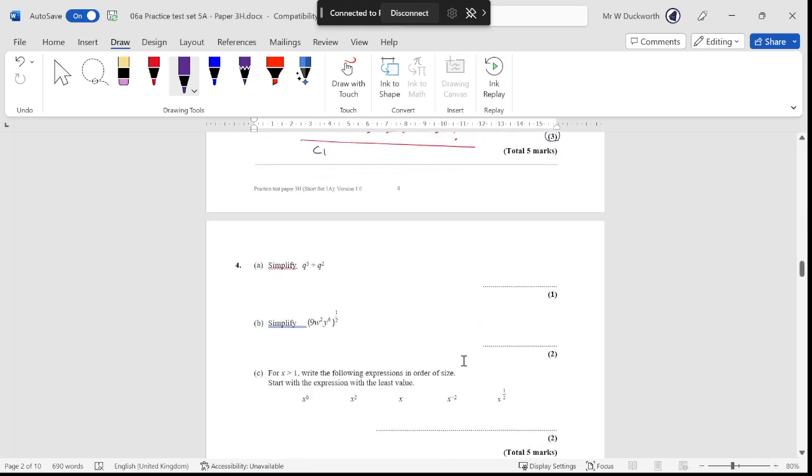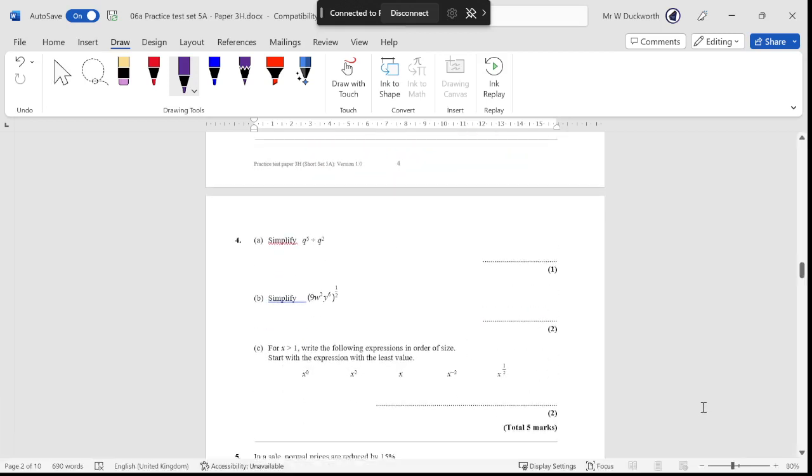Okay, question 4, simplify. So when we're dividing powers by each other, we subtract the indices. So we're just doing q to the power 3.